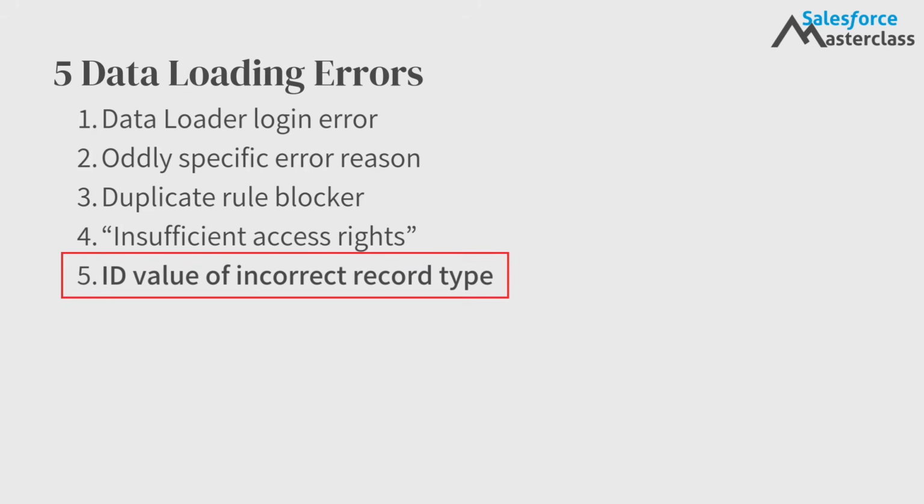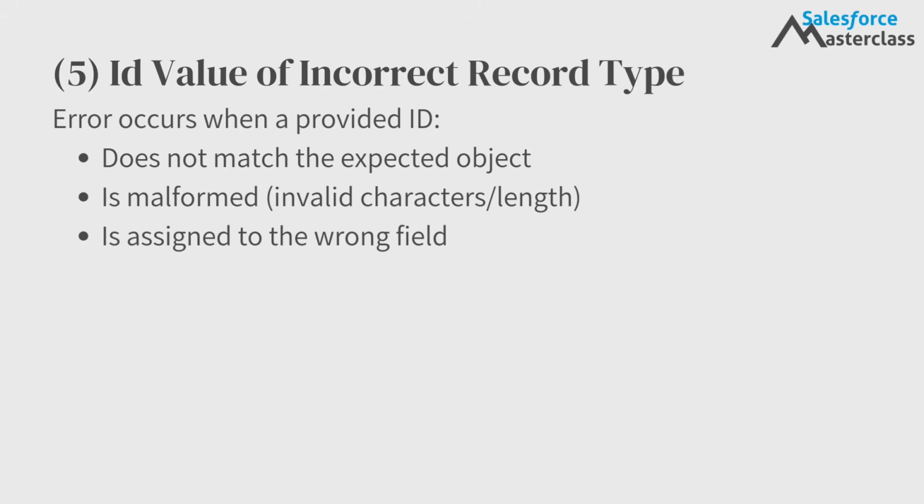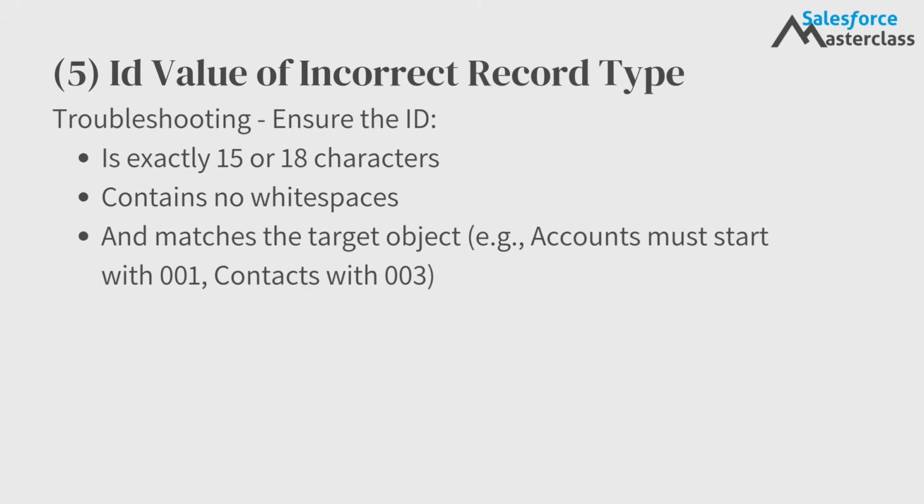And finally, we've reached the 5th most annoying data loading error. You'll see the ID value of incorrect record type error in your file when there's an ID that doesn't match the expected object, is malformed, or assigned to the wrong field. So the troubleshooting process is very similar to the reasons that cause the insufficient access rights error. Troubleshoot by ensuring the ID in question is exactly 15 or 18 characters, contains no white spaces, and is the right ID for the target object.